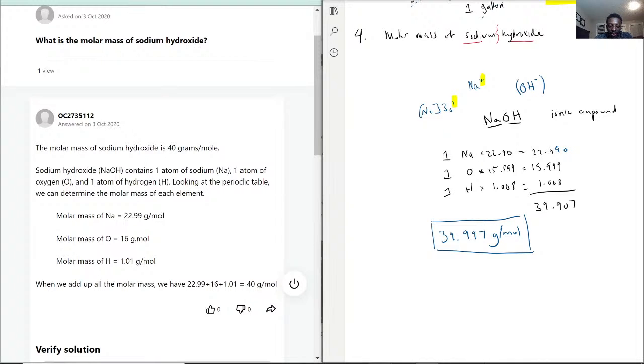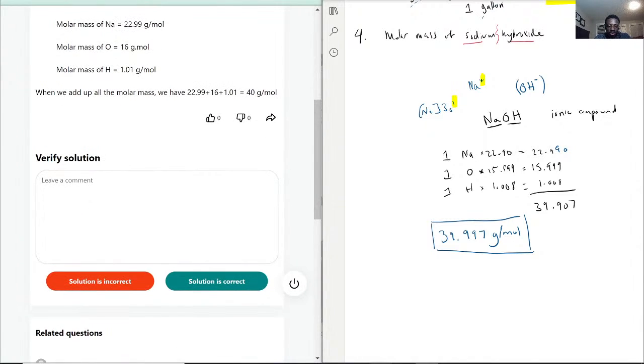Yeah, very close to 40. But yeah, so that's how you solve that question here. The trickiest part is knowing what sodium hydroxide is.